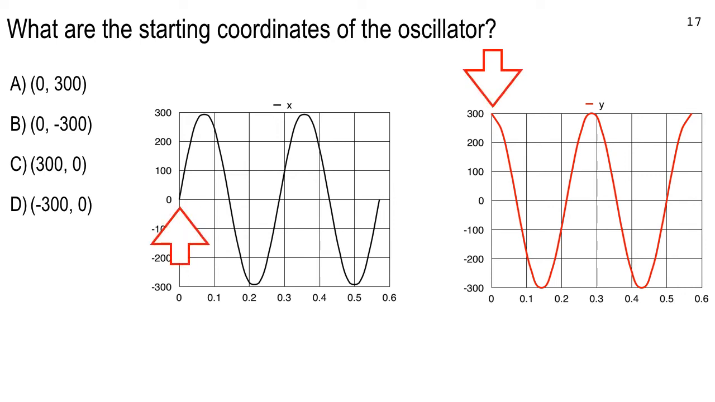Yeah, so there's the starting point. At t equals 0, the x coordinate is equal to 0. But at t equals 0, the y coordinate's all the way up here at 300. So that means option A is correct, and most of you got that. So that's good.